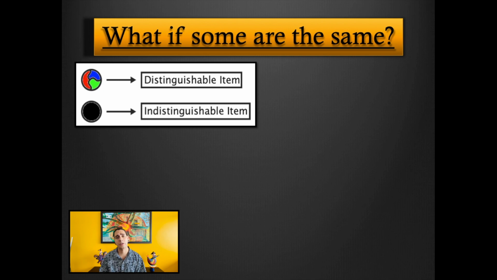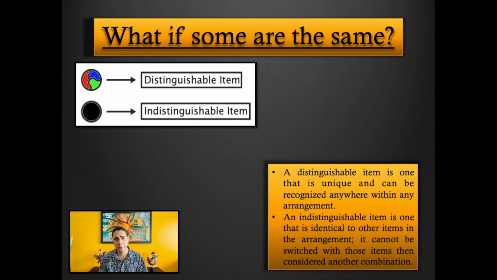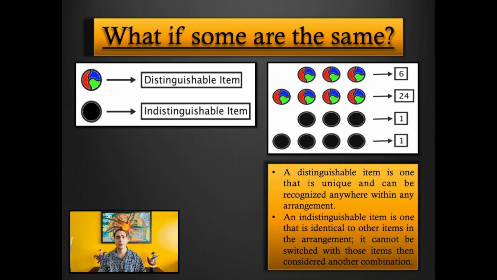In order to handle this, we need to call some of them indistinguishable items and others distinguishable. The difference is that for indistinguishable items, if we switch those, it is still considered one combination. The reason is that we cannot tell a difference between before and after the items were switched. For the distinguishable items, if we switch those, then we can tell a change, and so we consider that another combination. As we saw in our examples, when we had 3 distinguishable items, 3 factorial was the number of ways we could rearrange those, and 4 factorial was the number of ways we could rearrange 4 distinguishable items.